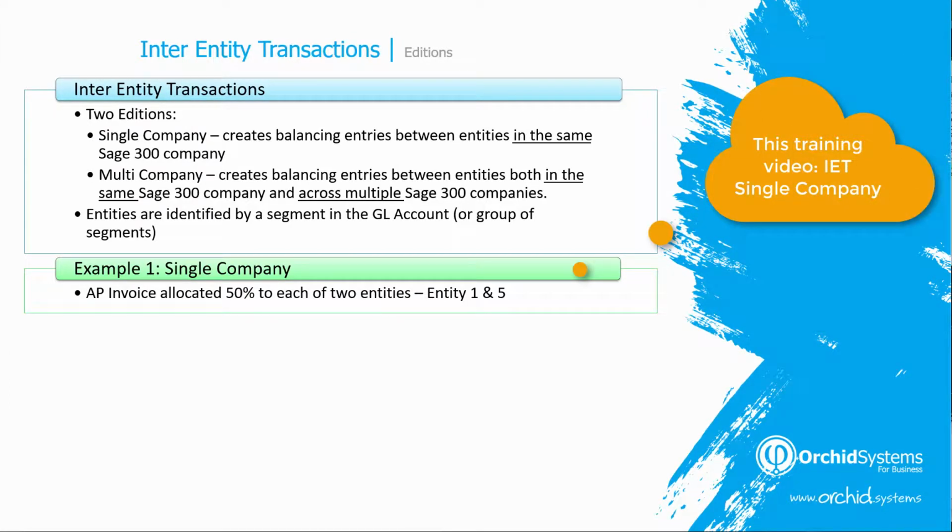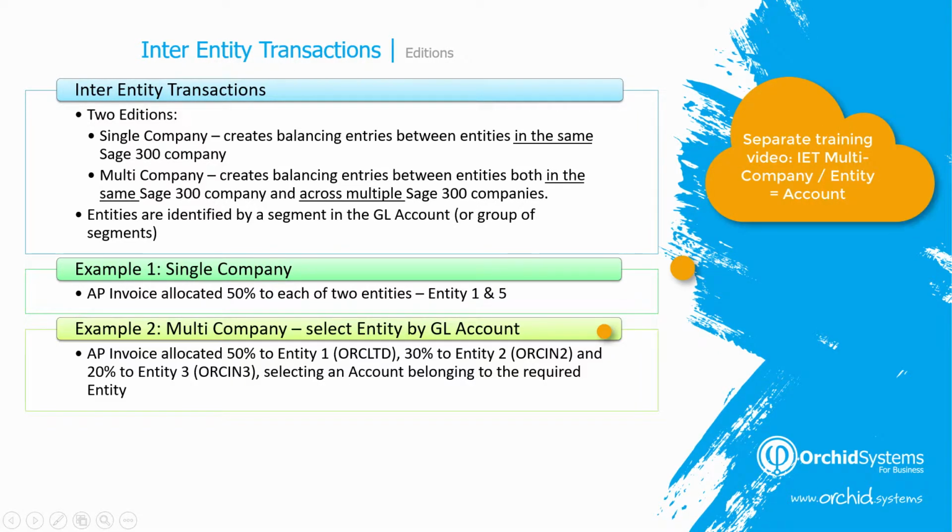In order to run through the setup and configuration needed for inter-entity transactions, the first example I'm going to do is using the single company edition. We're going to record an AP invoice and allocate 50% of the invoice to two entities within the same Sage 300 company. The second example I'm going to run through is a multi-company example, when you're selecting the entity by choosing a GL account belonging to the entity.